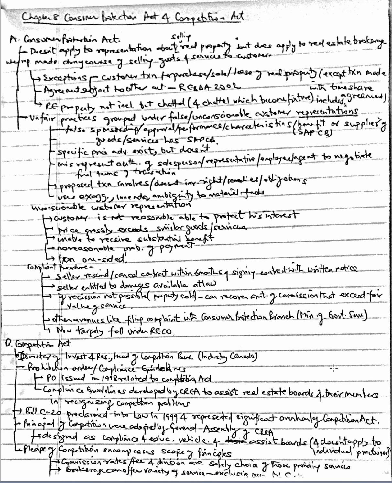Therefore, we adhere to the code of conduct, which includes the following standards: commission rates or the fees members charge for services offered to the public, and the division of those fees among cooperating members, are solely the choice of those providing the services. The brokerage may offer any variety of services, exclusive or open MLS listing. Boards and real estate associations accept MLS listings regardless of the price, commission rate or fees, and the division thereof.